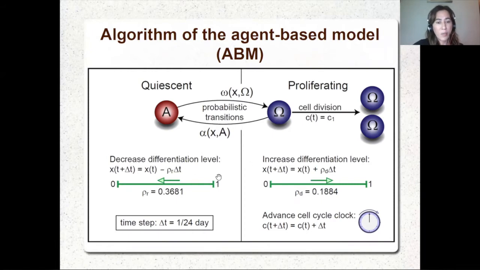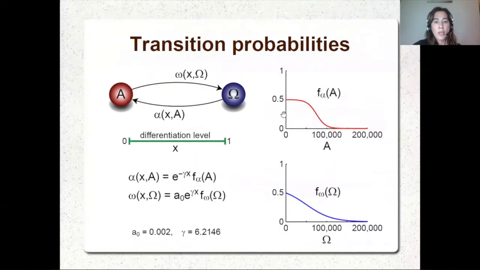The other important feature is that if a cell is still in the A population at the next time step, its differentiation level decreases by rho R. If a cell is still in the proliferating population at the next time step, it gains differentiation level in increments of rho D. The time step for the model is every hour, and the cell clock increases every hour as well.